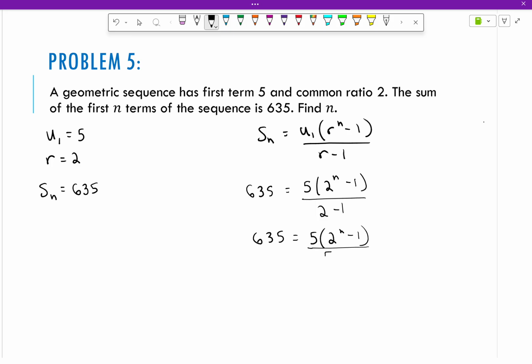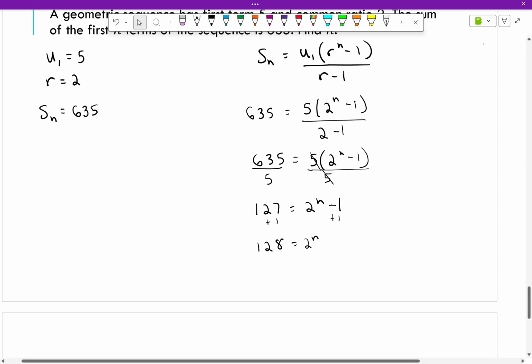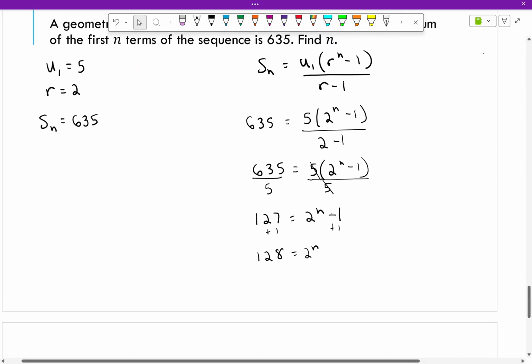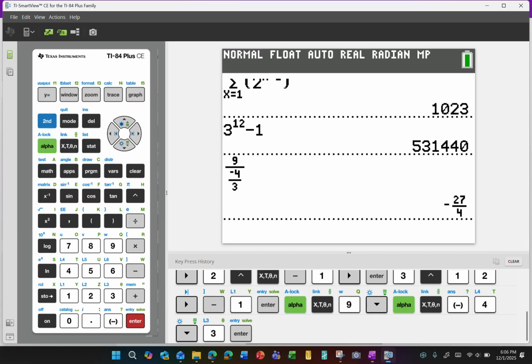Then I'm going to get n by itself by dividing both sides by 5. That's going to give me 127 equals 2 to the n minus 1. Then I'm going to add the 1 over to get 128 equals 2 to the n. So you could spend time plugging into a calculator, figuring out 2 to what exponent gives you 128, or we can use the numeric solver in our calculator.